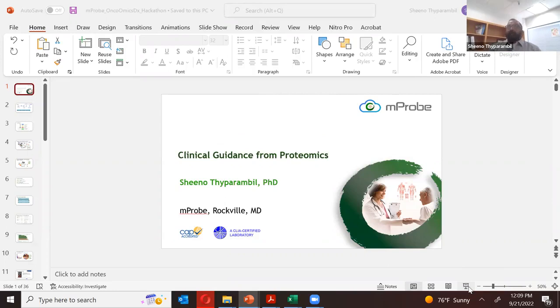So today I'll be talking about the clinical guidance from proteomics reports that we have had, and we have had the opportunity to work with thousands of patient samples. And so, what are the lessons that we have learned in different cancer types, and then perhaps a few prostate samples that we have run over the years.